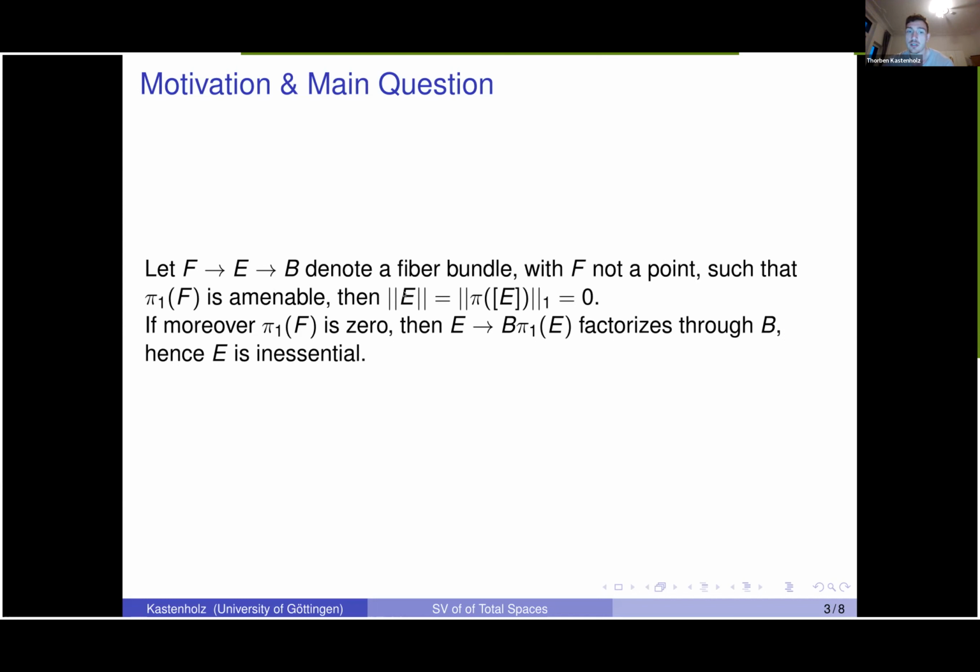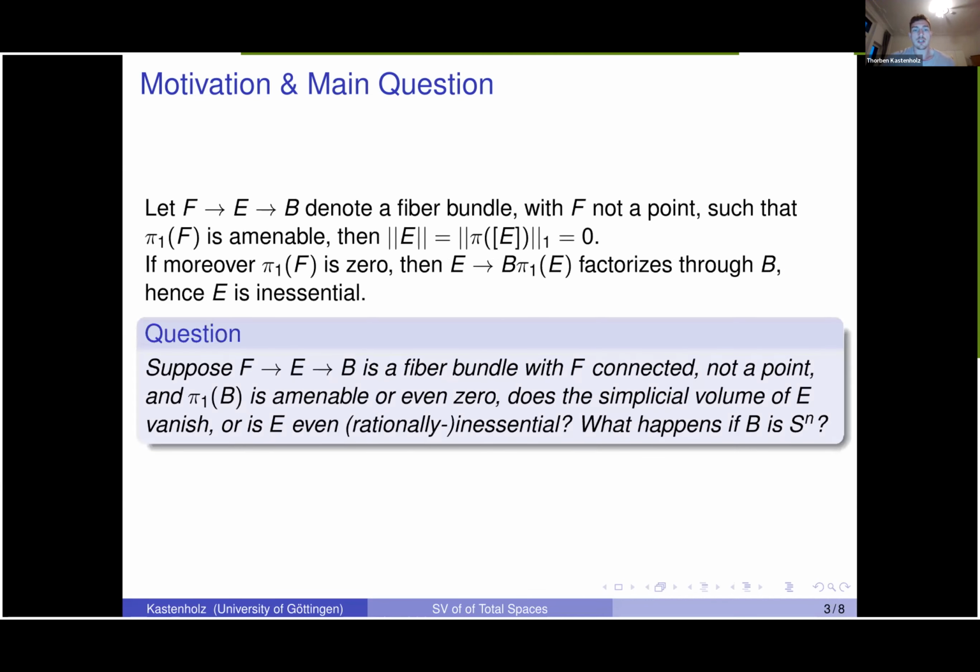So the simplicial volume of E is the same as the simplicial volume of the projection of the fundamental class, which of course is 0. So in that case, the simplicial volume of the total space vanishes. This is a very classical result. And moreover, if pi 1 of the fiber is actually 0, which is of course stronger than being amenable, then the total space is also inessential, because the map from pi 1 of E factorizes through B, because the map to B is an isomorphism on pi 1 in that case.